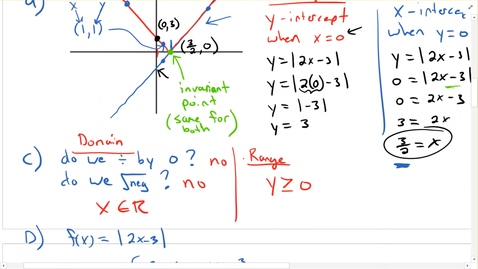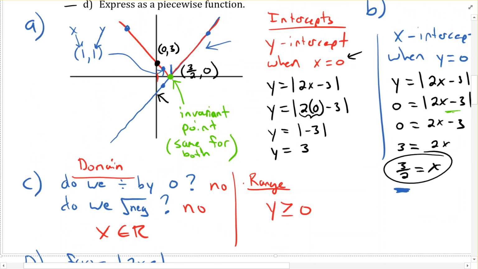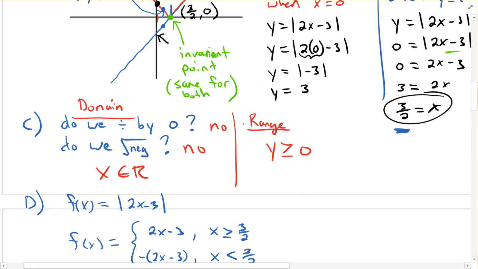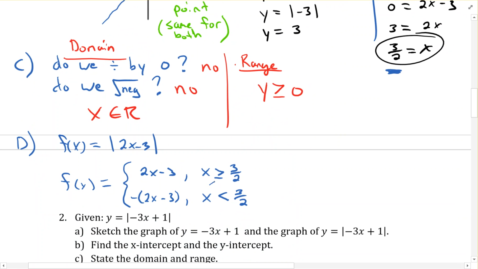Now, when it's less than 3 over 2, so everything to the left of that invariant point, we followed a different set of rules. We followed negative 2x minus 3. That's the function that we used when x was less than 3 over 2. And with greater than or equal to or less than or equal to, since the invariant point is the same for both, it doesn't really matter which one you put that on. But just put it on one of them. Okay, so that's pretty much it.